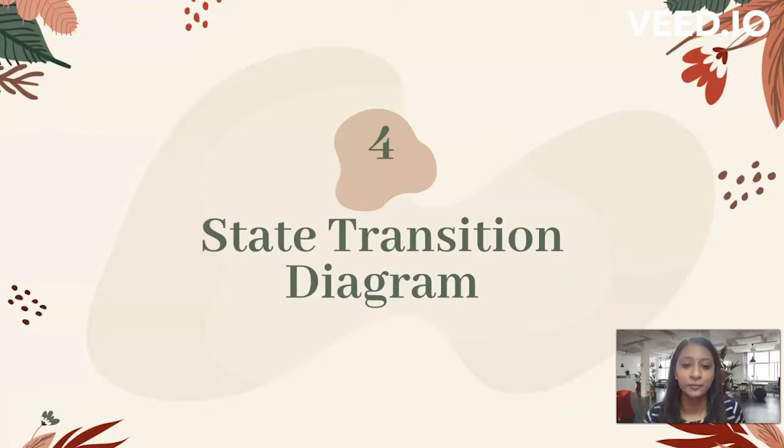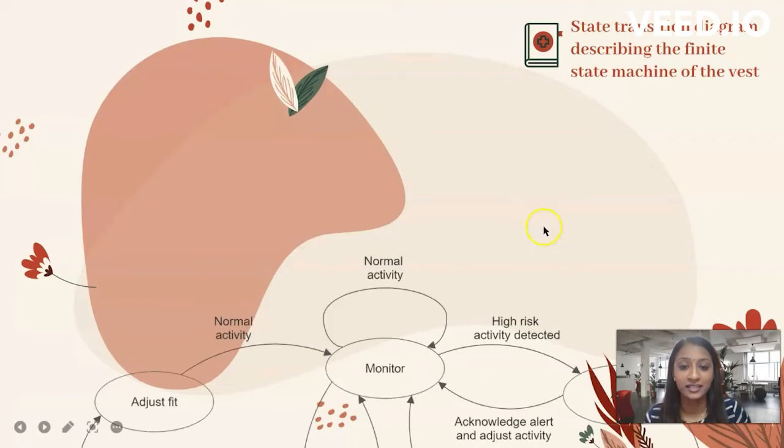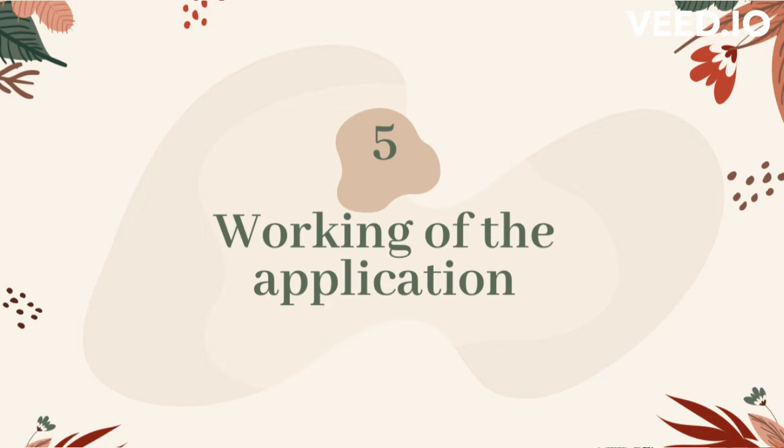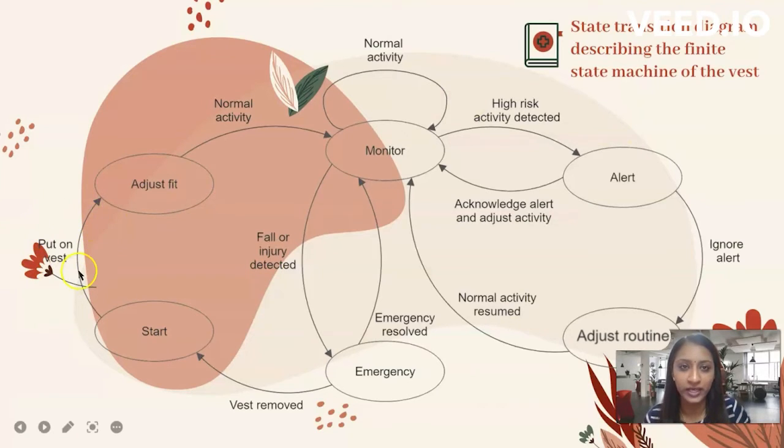Now we'll move on to the fourth part of our presentation, which is the state transition diagram. And this is the diagram. So I'll proceed with the working application of this fall prevention system, where it starts when the patient puts on the vest, and based on the patient's movement and also their posture, the vest will automatically detect and adjust according to the patient's fit. And then the monitoring system will be activated at the same time.